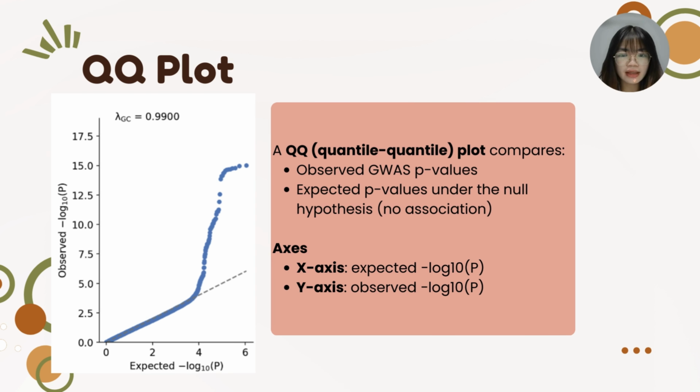The genomic control factor is 0.99, very close to 1, which further confirms that there is no inflation in our GWAS statistics. In short, the QQ plot validates the quality of our GWAS and supports the significant associations seen in the Manhattan plot.